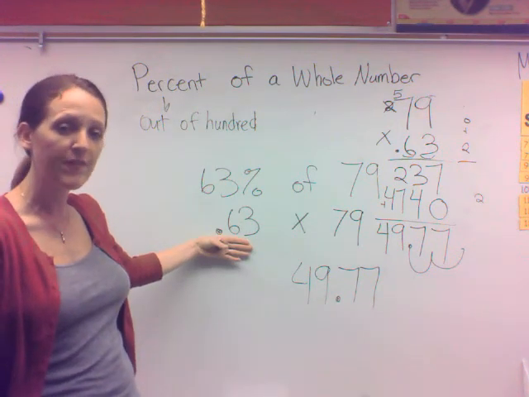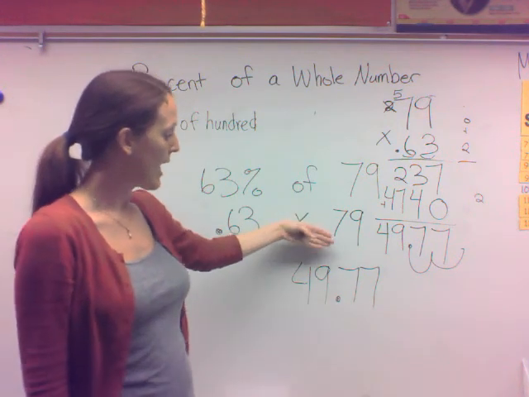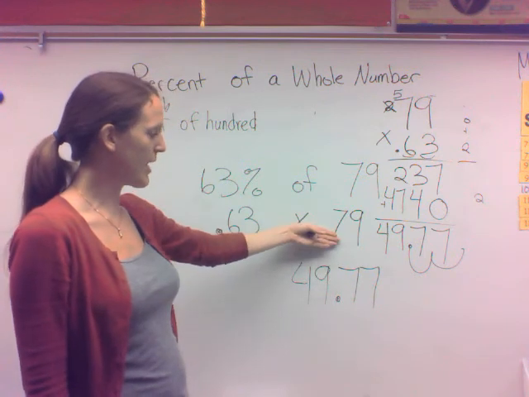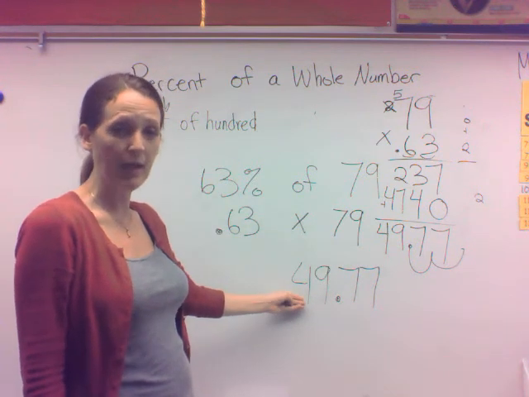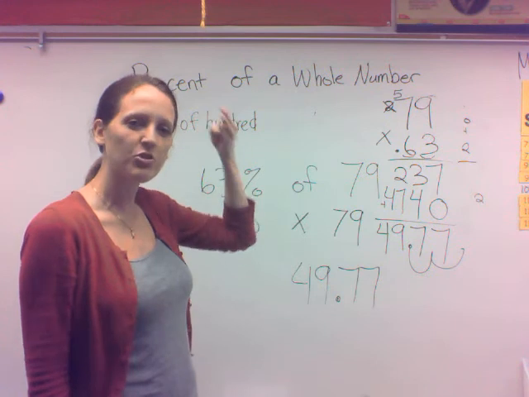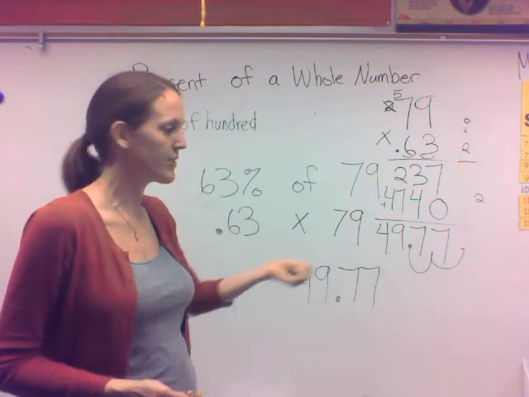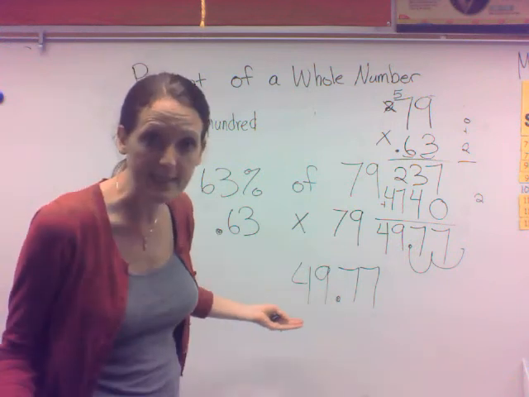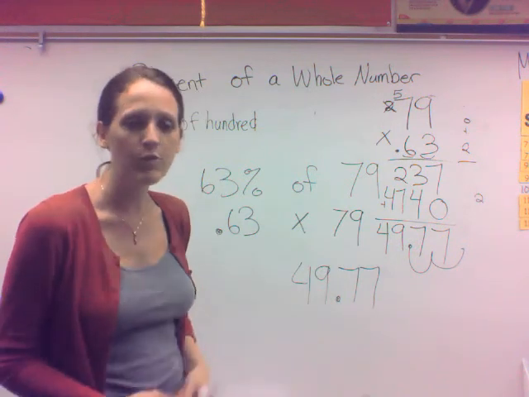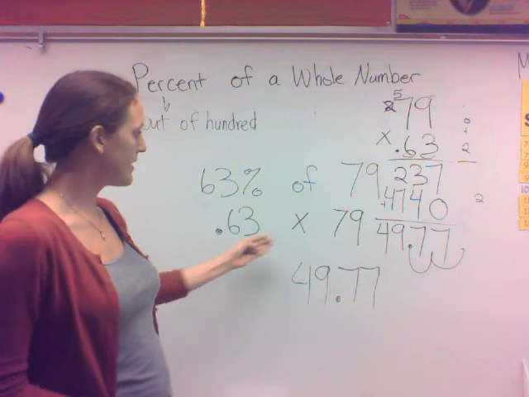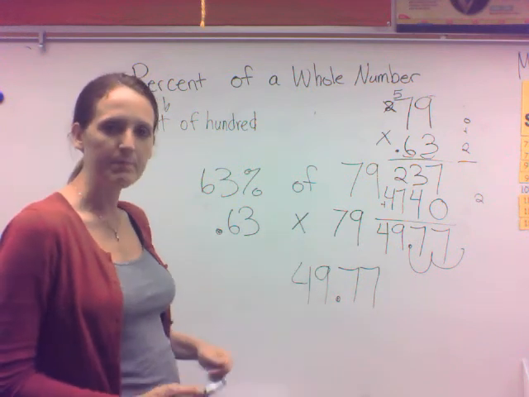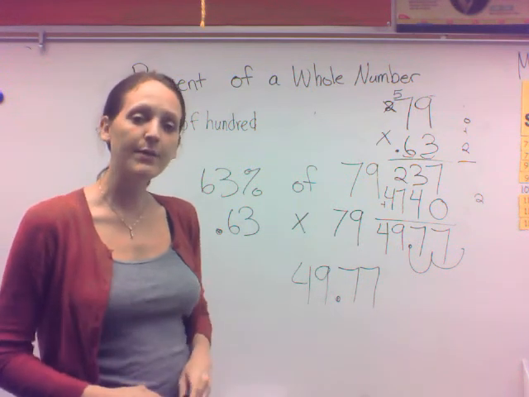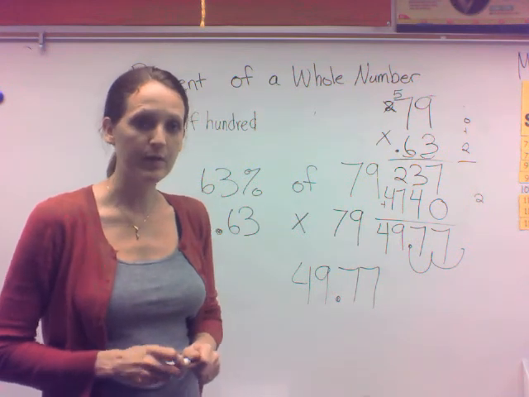63 is close to 50%, which would be half. And this would be 80. This would be a 40. Just estimating just to make sure I'm somewhere near my right answer, that I'm not ending up with 120 or 497 or 4. Those answers wouldn't make sense, but this all does make sense to me. So that's how we find percent of a number.